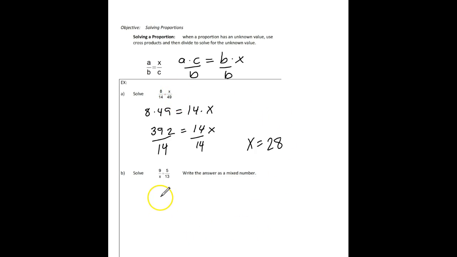Okay? The x is not always going to be in the numerator, so in this case the x is in the denominator. It's not a problem. Still just do your cross products. So 9 times 13, and that equals 5 times x. So 9 times 13, of course, that's 117. And that is going to equal 5x.